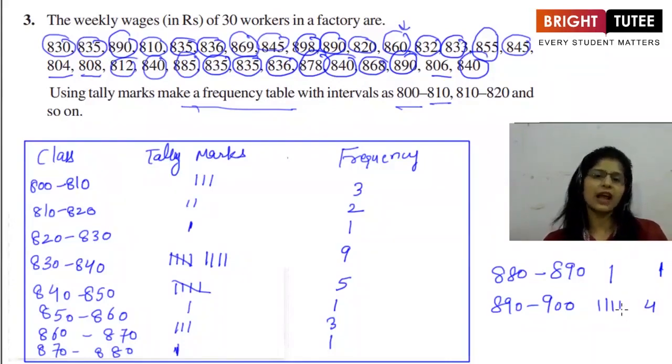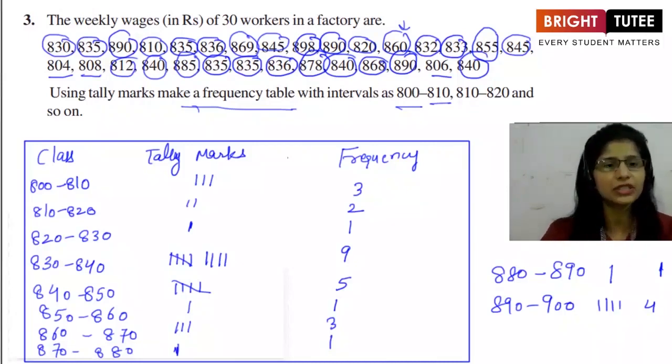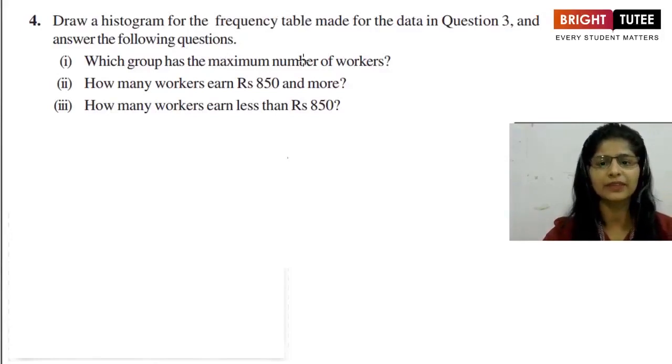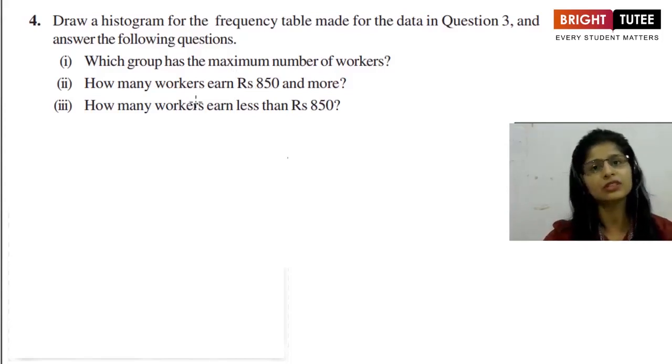Now suppose if we are asked to do something, definitely we can represent the data in graphical form. So if you see the next question, in question number 4, we have to draw the histogram of the frequency distribution table from question number 3, and then answer these questions. So let us draw the histogram, because we have made class intervals in that, and definitely a histogram can be made. One thing we have to keep in mind is we don't have to leave gaps in between.